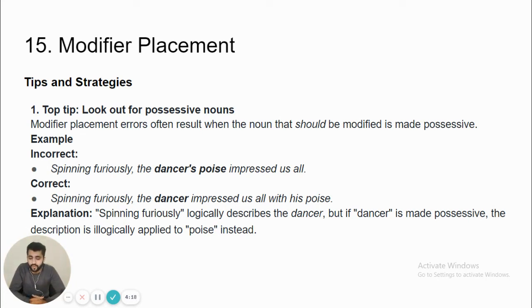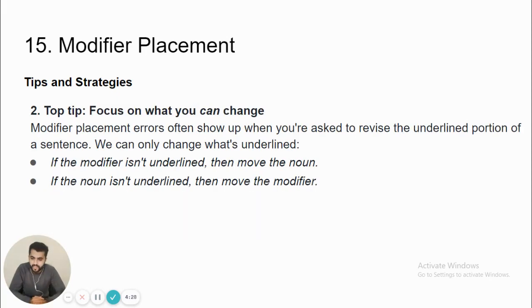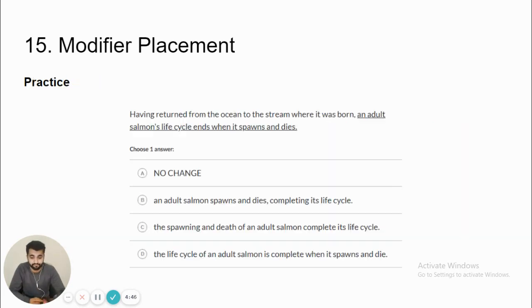Let's read the explanation as well. Spinning furiously logically describes the dancer, but if the dancer is made possessive, the description is illogically applied to the poise instead. Number 2, focus on what you can change. Modifier placement errors often show up when you're asked to revise the underlined portion of a sentence. We can only change what's underlined. If the modifier isn't underlined, then move the noun. If the noun isn't underlined, then move the modifier.